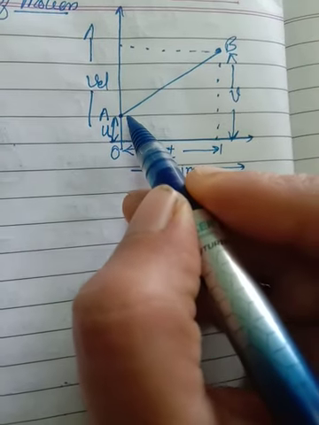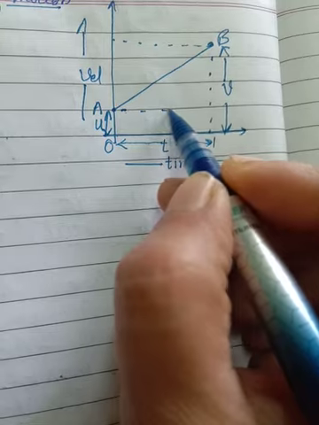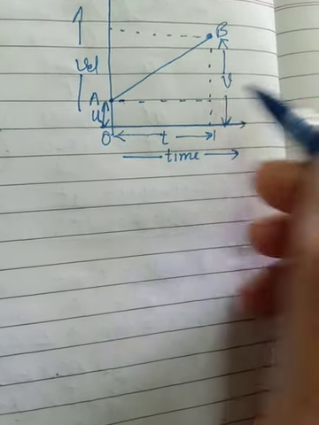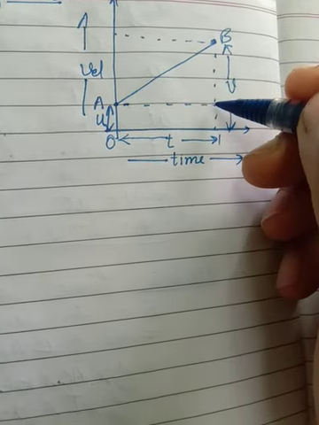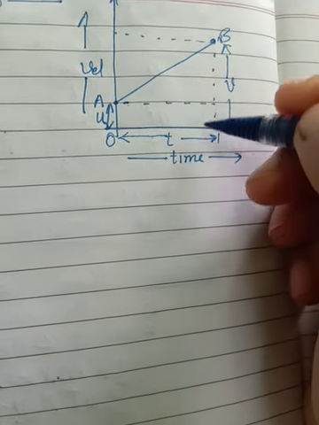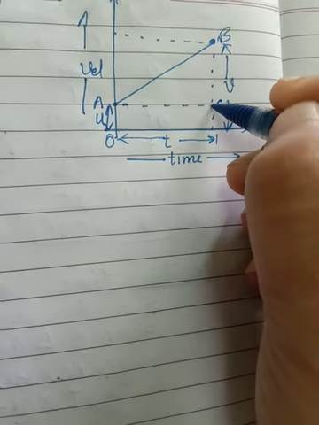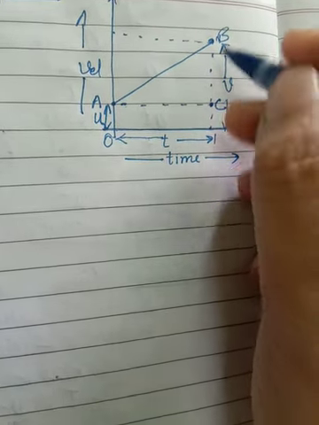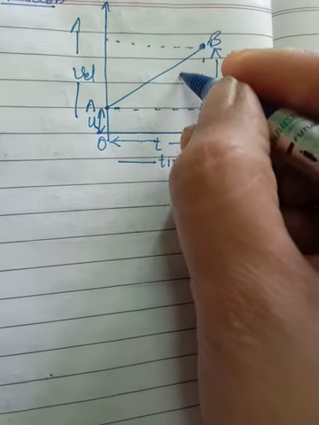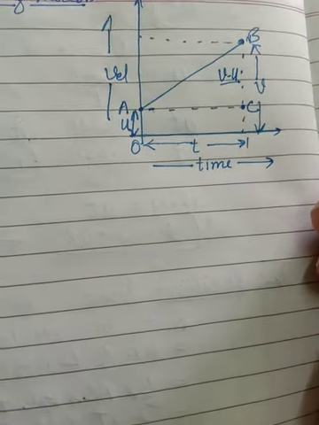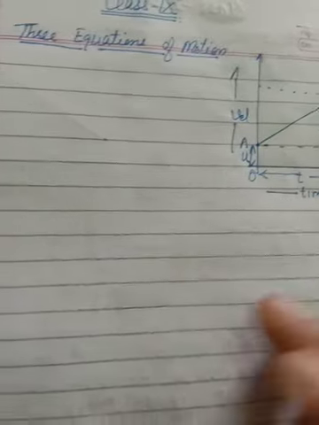And how much is the change? This much velocity u it was already having, and now the final velocity becomes v. So how much is the change? Let me call this point c. So bc is the net change, and this is equal to v minus u. So v minus u is the change in velocity. Now we will start our first equation of motion.